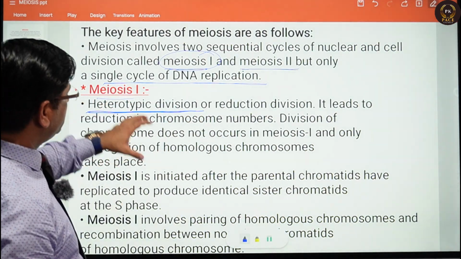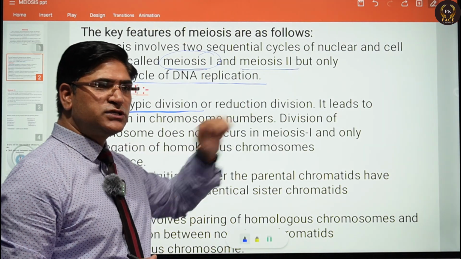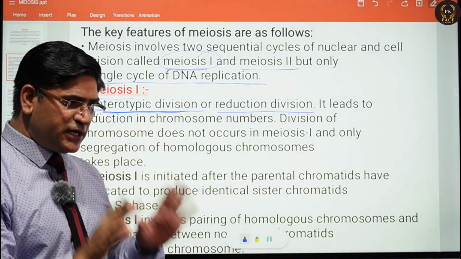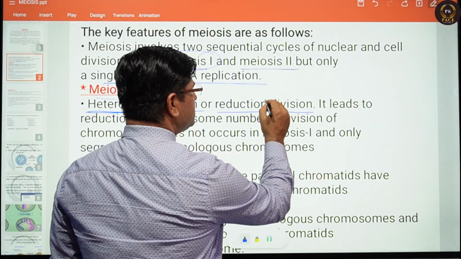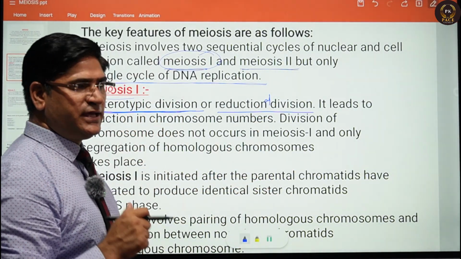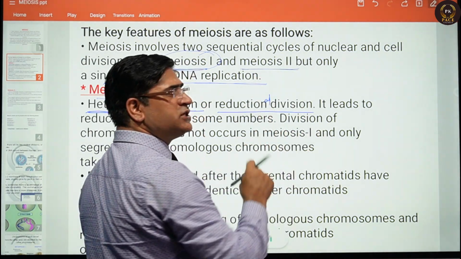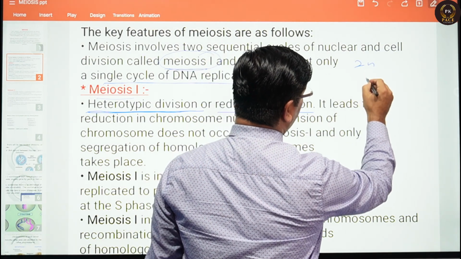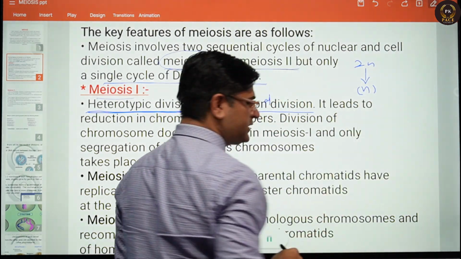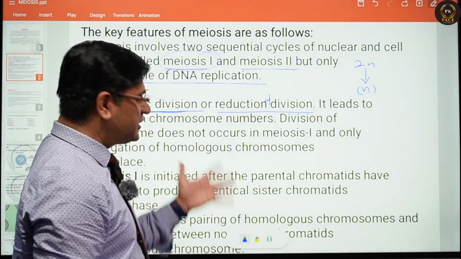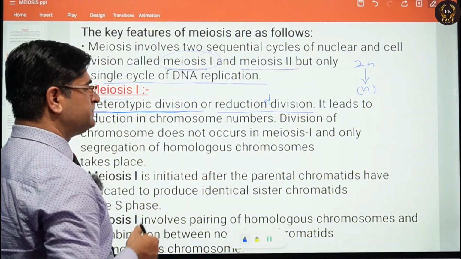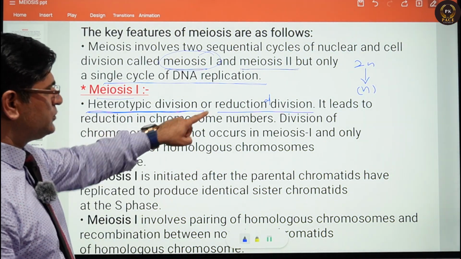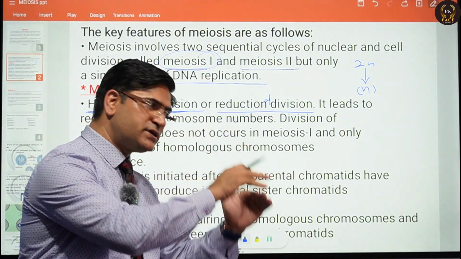So this is the heterotypic division और इसको दूसरा नाम भी बोलते हैं, it is called reduction division. Meiosis 1 is known as reductional division because this is the phase, meiosis 1 is the phase जिसमें रिडक्शन हो जाता है, यानी नंबर ऑफ क्रोमोसोम्स रिड्यूस हो जाते हैं डिप्लॉयड टू हैप्लॉयड. इसीलिए इस फेज को रिडक्शनल डिवीजन फेज भी बोलते हैं. Remember this. Now meiosis 1 जो है it leads to the reduction in the chromosome numbers. The chromosome number becomes reduced.